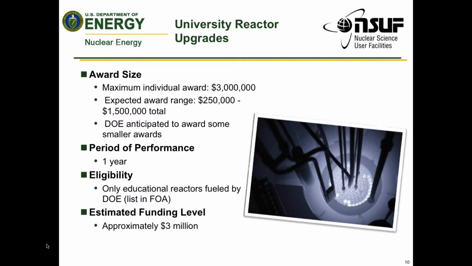Under university reactor upgrades, that's the first area, the maximum individual award will be $3 million. The expected award range will be between $250,000 and $1.5 million total. DOE anticipates awarding some smaller awards. The period of performance will be 1 year. Eligibility: only educational reactors fueled by DOE. The list of those reactors will be in the FOA. The estimated funding level for this area is $3 million.